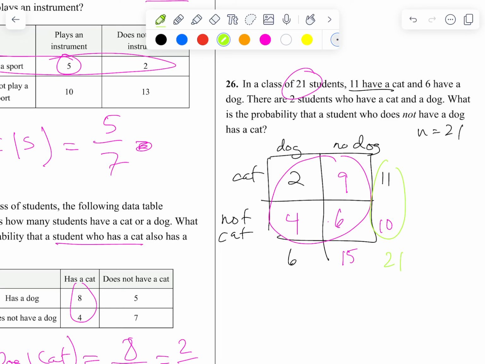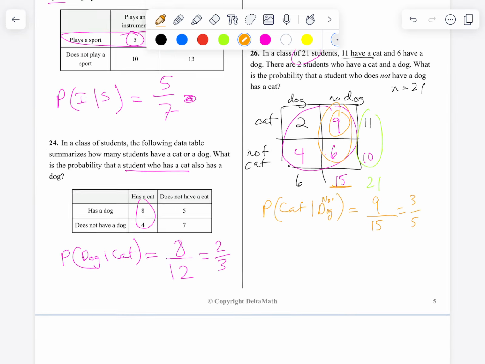So what's the probability that a student who does not have a dog has a cat? So it's given that they don't have a dog, no dog, has a cat. So you're looking at only the people who don't have a dog. There's a total of 15 of them. Of those 15, there's 9 who have a cat. So that's 9 out of 15, or divisible by 3, that's 3 over 5, or 0.6.